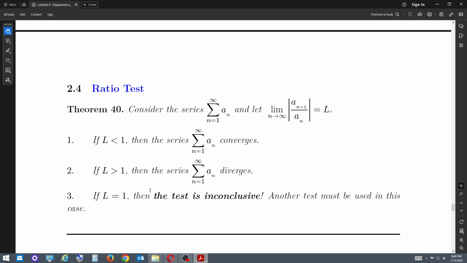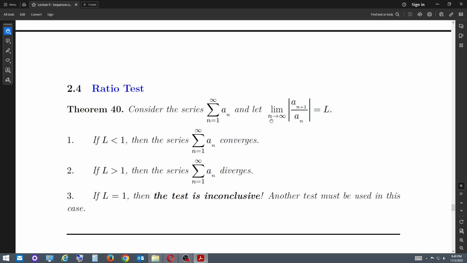Alright, so the last test here that we have is the ratio test. We'll first look at what the test is, and as before, we'll look at some examples. This time we have a series, the sum of an. This time we're not actually going to use any second series to compare it with in any way. We're just using the series itself. What we're going to do is work out the limit as n goes to infinity of the absolute value of an plus 1 over an, and we're going to let that be L. Now L could be a finite number or it could be infinity. Doesn't matter.